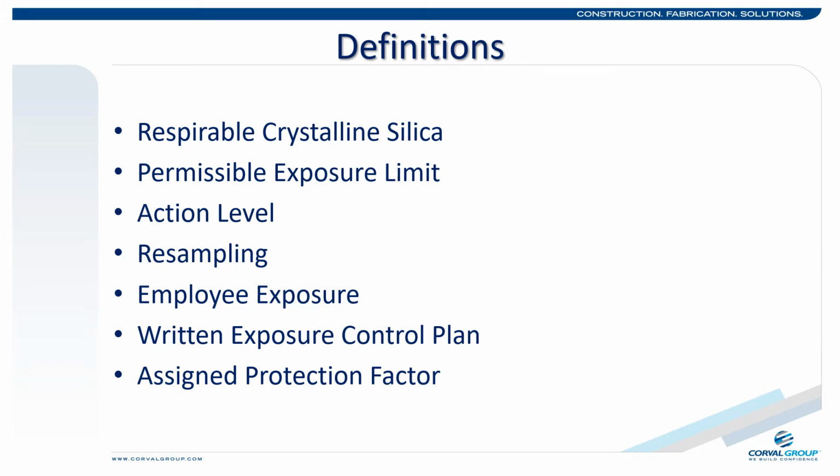Written exposure control plan is a plan that must be generated before any silica work takes place. It will identify how the employer will reduce employee exposure to below the action level. Assigned protection factor is a classification of the level of protection assigned to respirators.